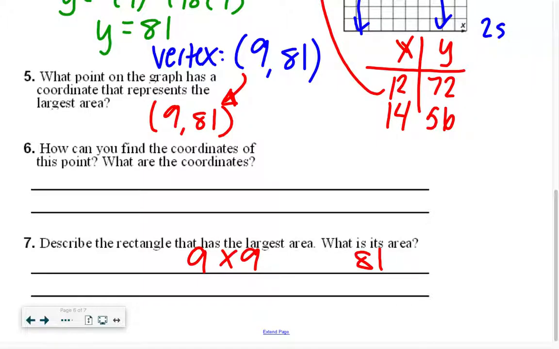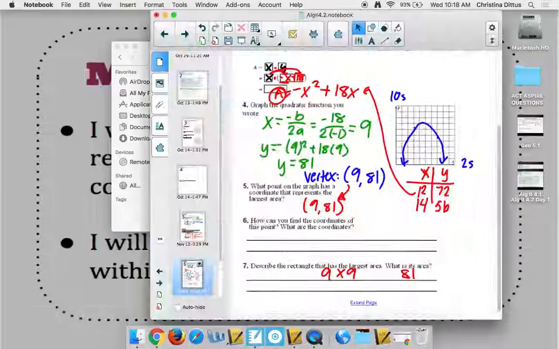Yep. Square. Okay. Questions? Well, because what are the coordinates? I feel like we've already written it twice, so yeah. Okay, no questions.